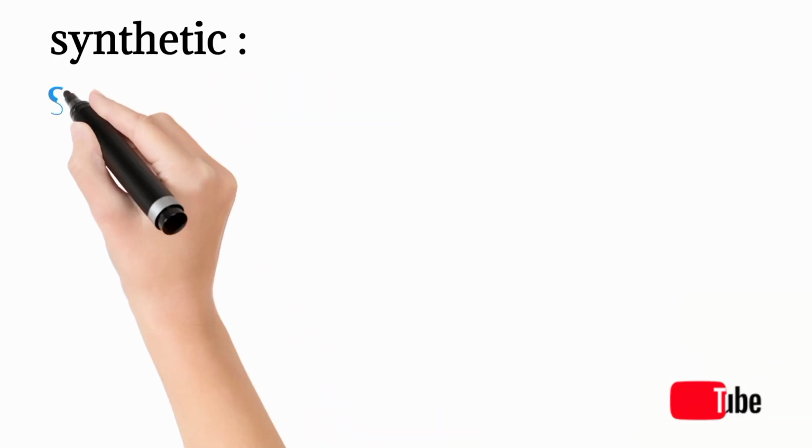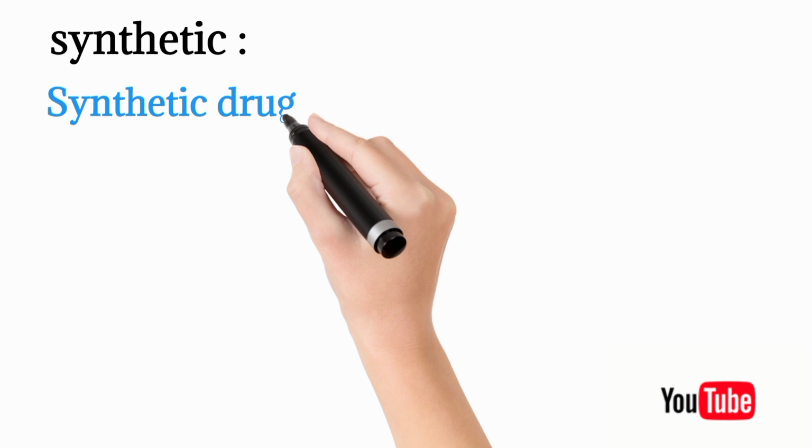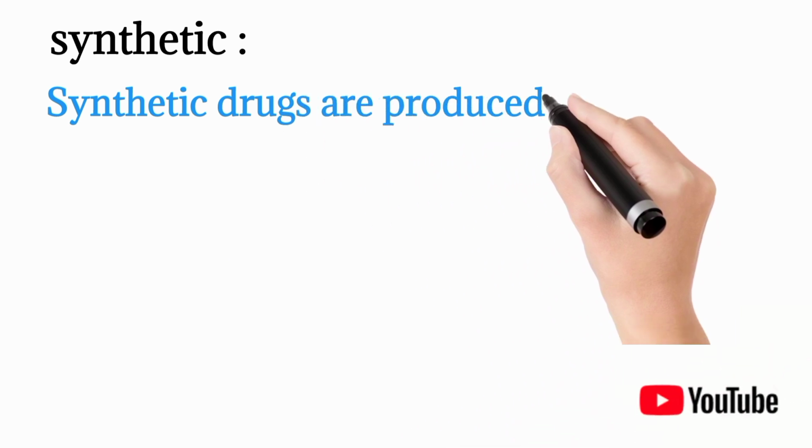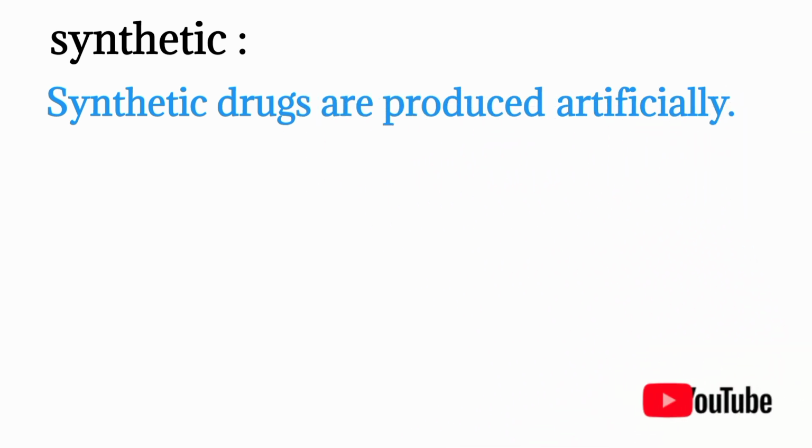Then we have synthetic drugs. Synthetic drugs are totally artificially produced. They are not obtained from the natural environment. Therefore, they are known as totally synthetic drugs or synthetic drugs, and they are produced artificially.